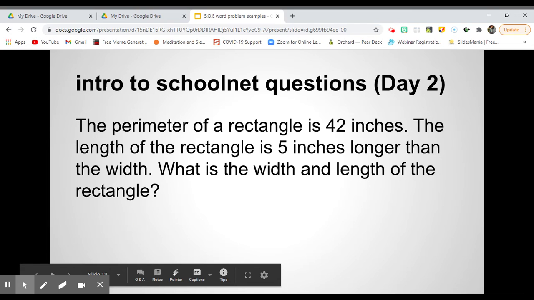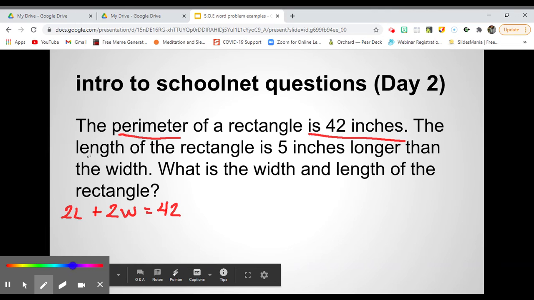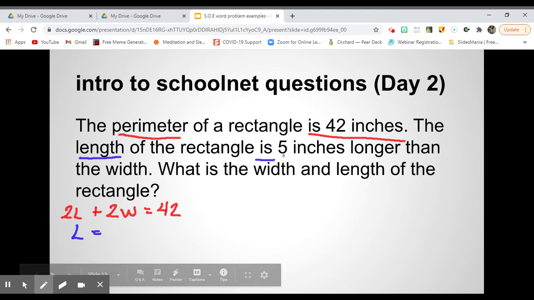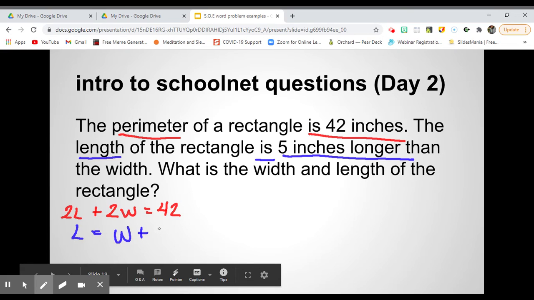Okay, so intro to systems of equations word problems. Originally I had titled this day 2, but we are math 1 and we're going to do this all in one day. Again, we have the perimeter of a rectangle is 42, so 2L plus 2W is equal to 42. And then I have an equation that says the length is 5 inches longer than the width. So longer than would be bigger than. So we have the width, and then the length is 5 inches longer than that.